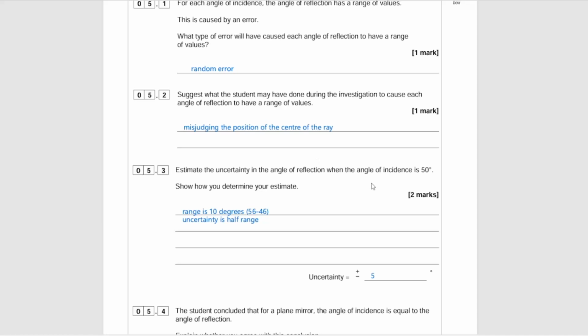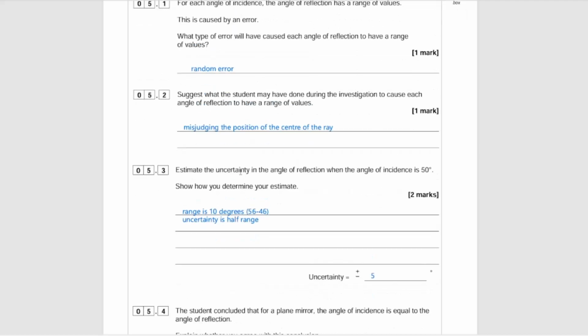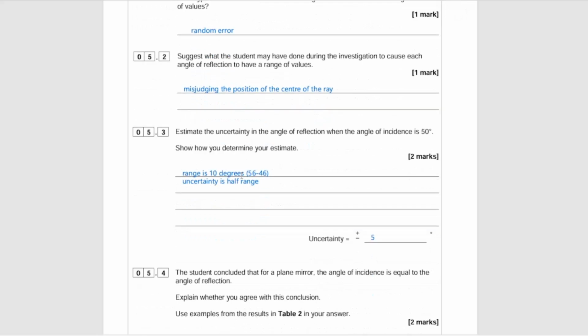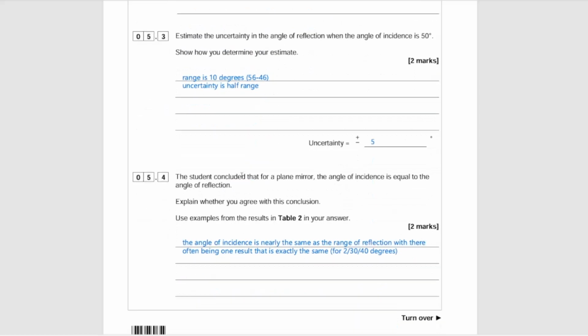And then we're asked to estimate the uncertainty when the angle of incidence is 50 degrees. And how I determine the uncertainty is half the range. So the range is 56 minus 46, and the uncertainty is half the range, which leads to an uncertainty of plus or minus 5 degrees.